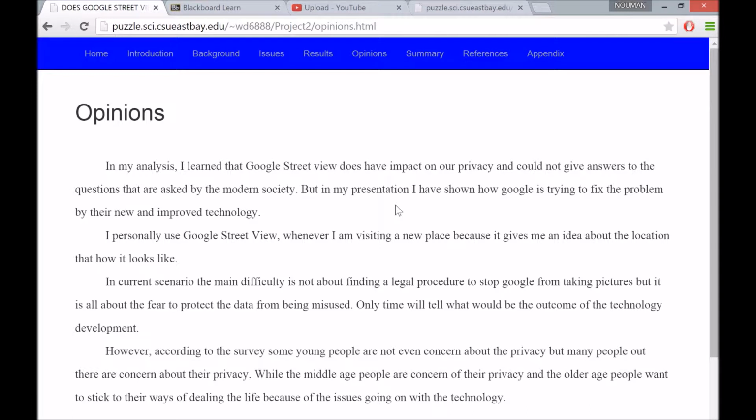As far as my opinion is concerned, I also use a lot of electronic gadgets and technology, like Google Maps. Whenever I try to visit places, I use navigation, and if I'm visiting some new place, I would look at Google Street View to understand the place that I'm going to visit.